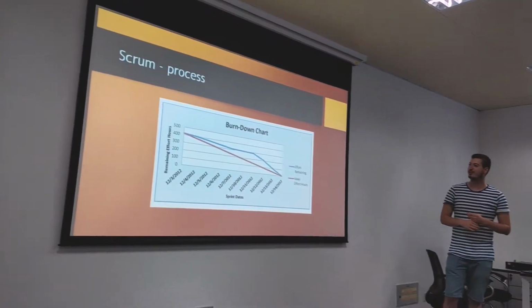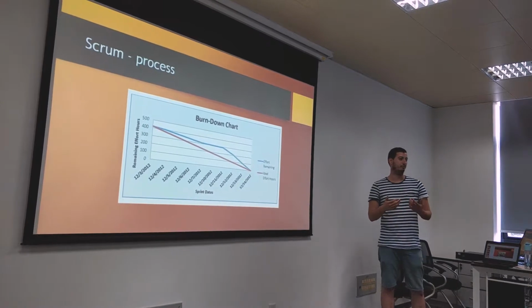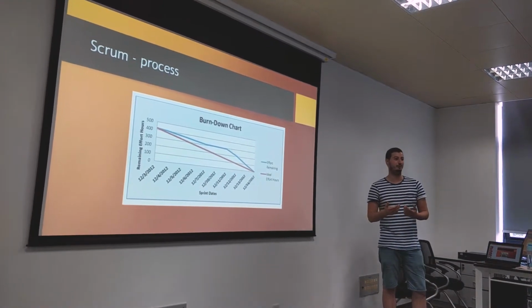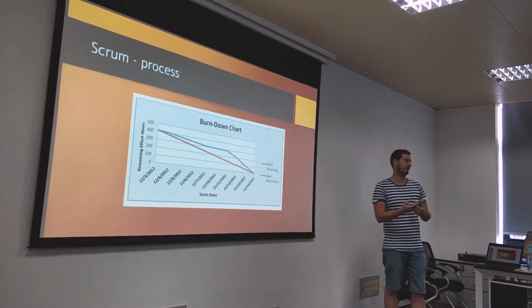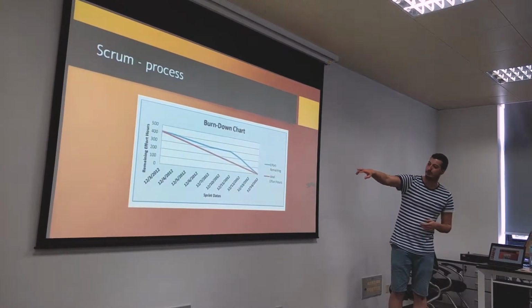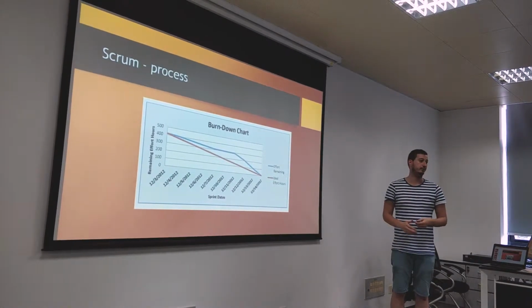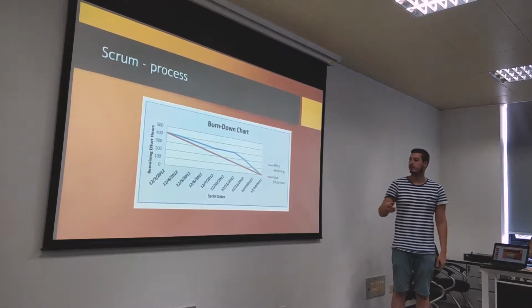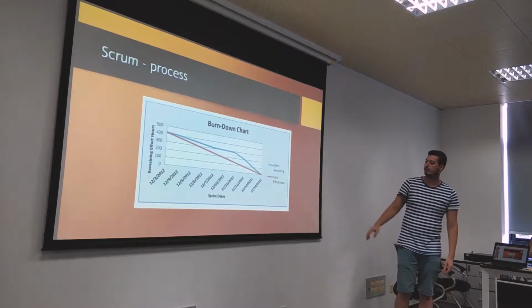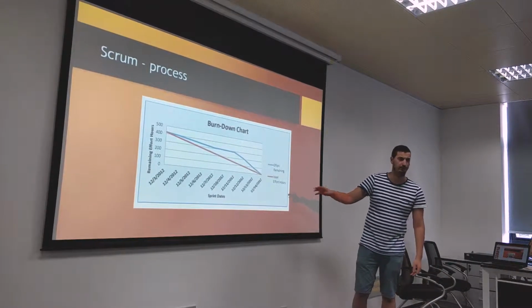So, burnout chart. This is to see how well you are doing your task, like time efficiency. What you see on the left is the remaining effort hours. So how long are you busy with all the tasks in a sprint? It's like 400 hours. And the sprint date is here, so it should be like 2 weeks or something.